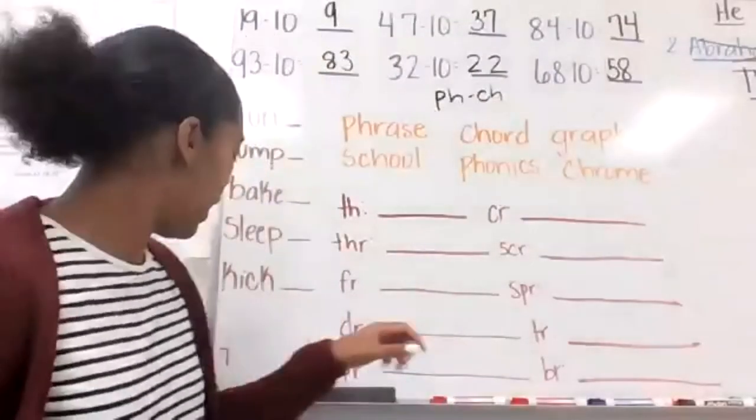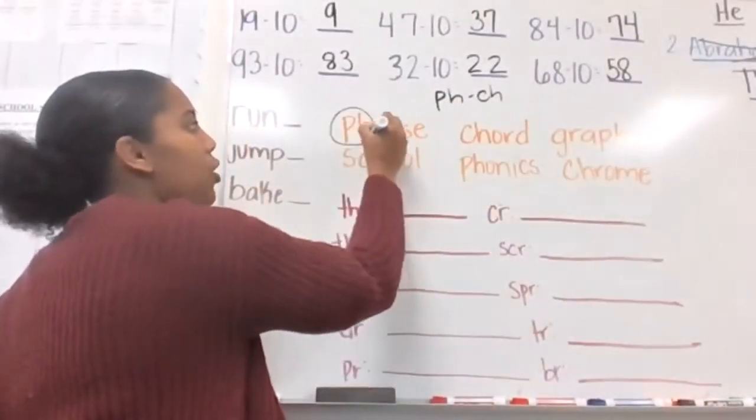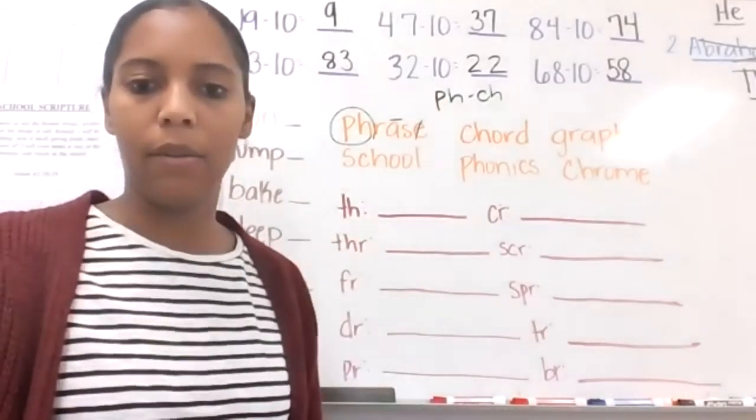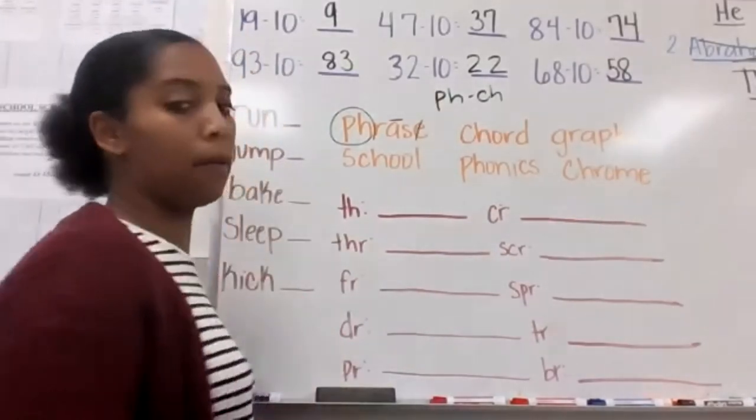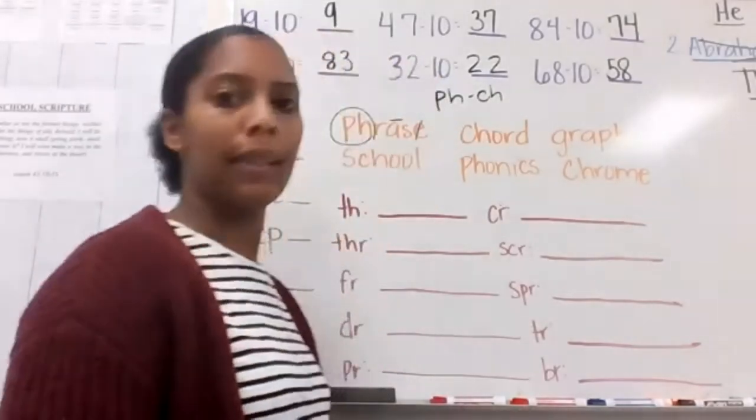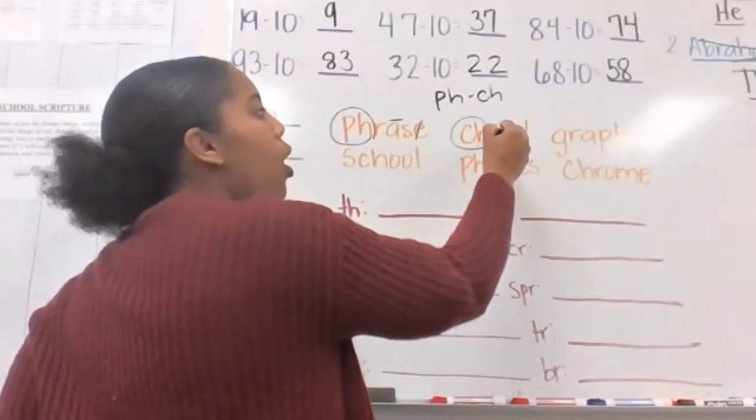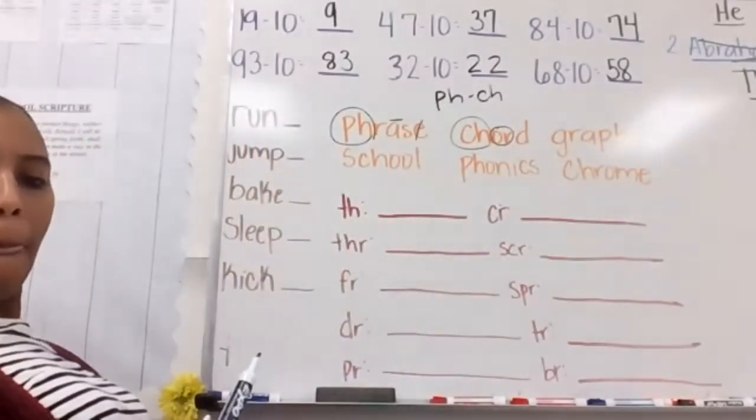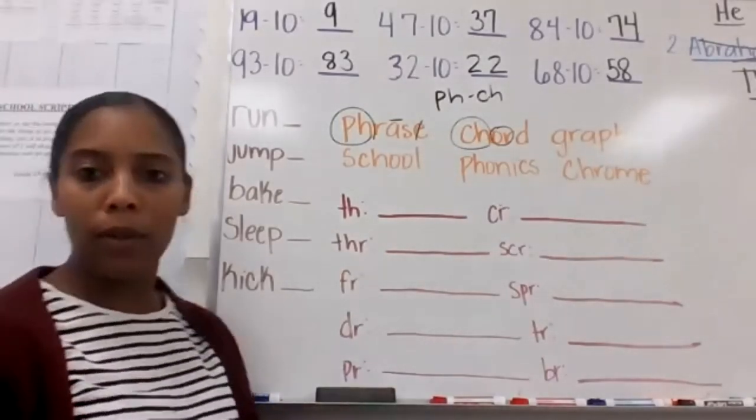All right, so we have PH here. PH says f, so we have PH, long A, silent E. What's my word? We've practiced this word already too. Phrase. A phrase is not a sentence. Next we have CH that says or. What could be the word? Chord. This is like dealing with music, like a chord.